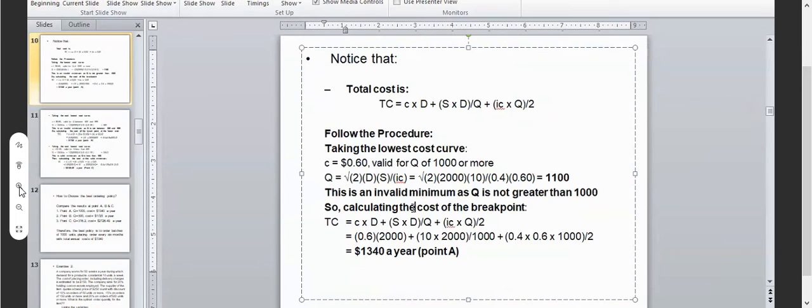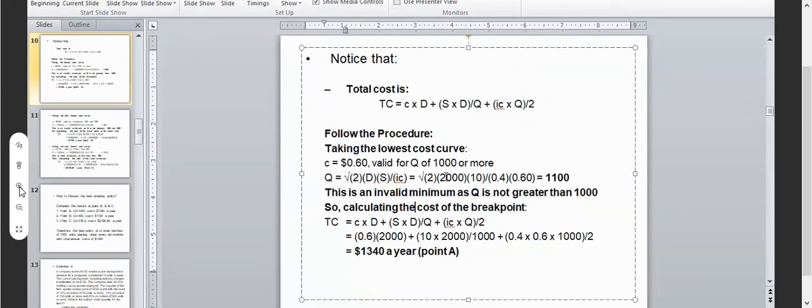Okay. For example, if we are calculating the optimal order quantity for the first step in the quantity discount model here, and we found that the optimal order quantity is 1,100 units. So of course, 1,100 units is eligible to get the price at 60 cents as we buy more than 1,000 units from the supplier.